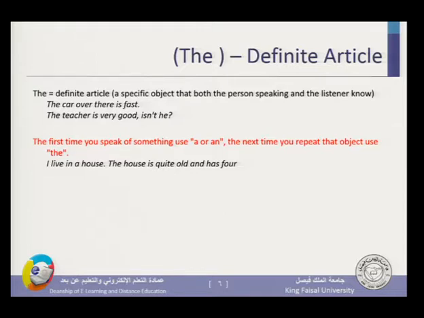Notice this is a good example. I live in a house. First of all, I say a house in general because it is not known. I'm talking about a house in general. But later, the house is quite old and has, for example, bedrooms. In the second sentence, I say the house because now we know the house we are talking about, the house where I live. So it became a specific house, a house that you and I know. In the first sentence, I live in a house. But in the second sentence, I determine the fact that I'm talking about the house where I live. So house in the second sentence is preceded by the definite article the.